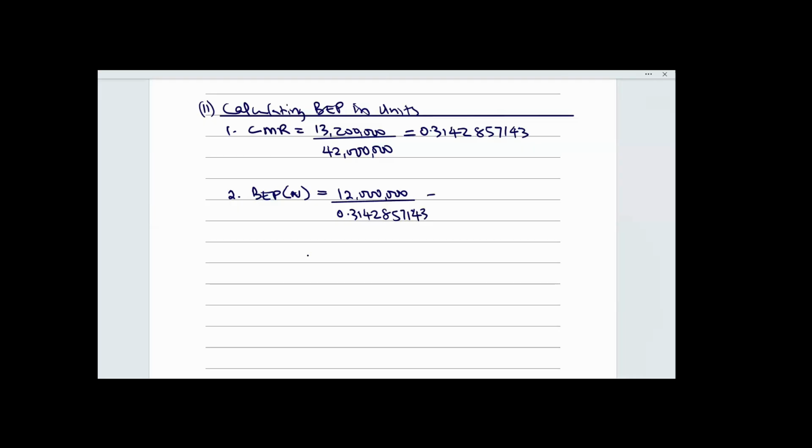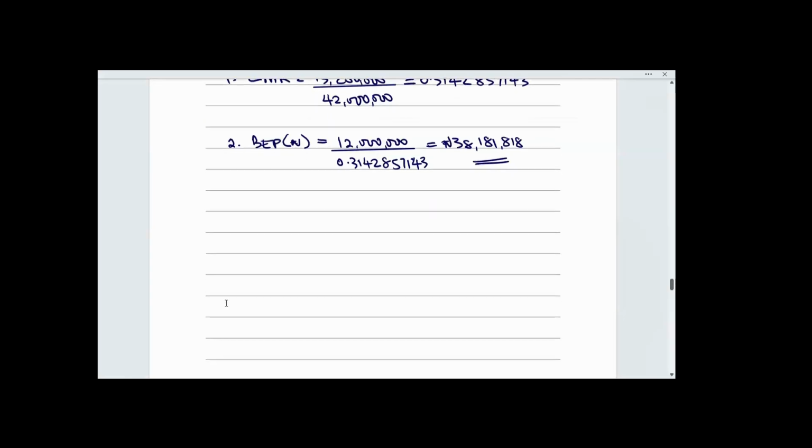0.3142857143. Okay, so 12 million divided by 0.3142857143, we have 38 million, 181,818 naira. This represents the overall break-even points in naira.